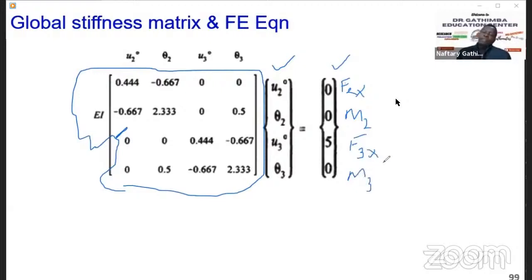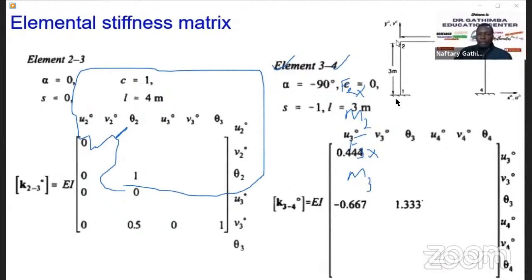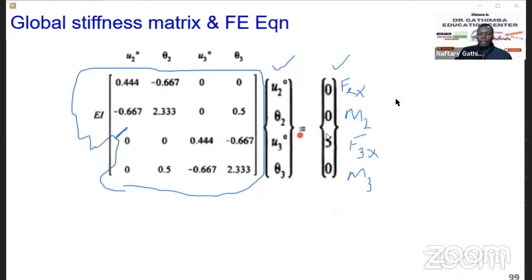Looking at our figure, the sketch that we had, we know the snow load is applied on this node. So we know F2x is equal to 0, F3x is equal to 5 kilonewtons, and note the sign convention, positive x direction. There is no applied moment here and no applied moment here. That's why in this equation all the other values are 0, apart from F3x, which is 5 kilonewtons.